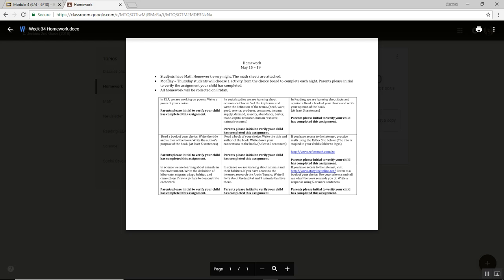Here are the instructions. Students have math homework every night. The math sheets were usually attached to this sheet. And something that I like that I see about Google Classroom, I'm going to be able to get rid of the paper trail that I've been using for second grade.